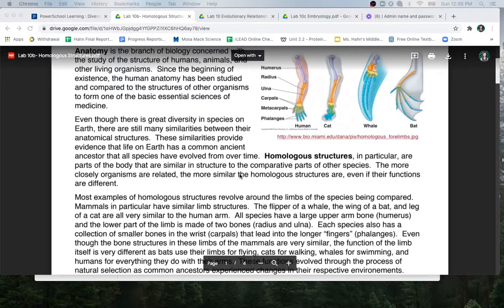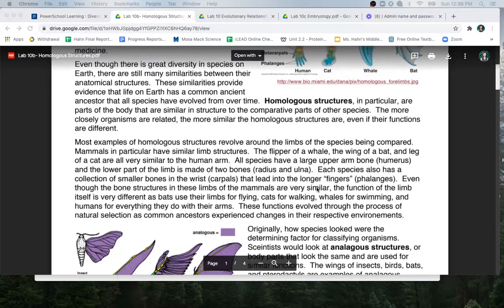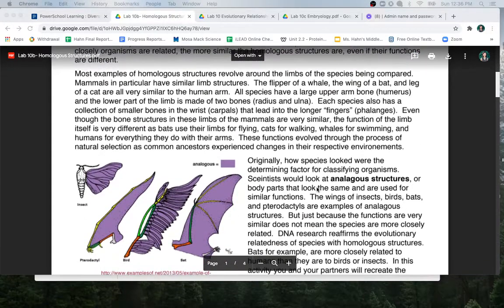One of the things that is used as evidence for coming from similar ancestors is that we have structures in our anatomy that are similar, and they're called homologous structures. So, for example, the arms or forearms of mammals all have structures that are similar, and they call those homologous structures.